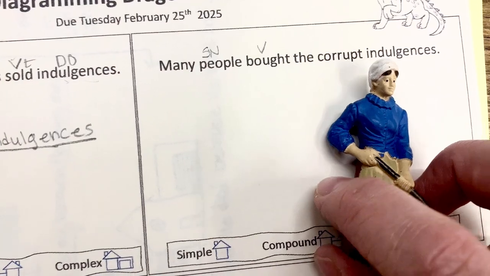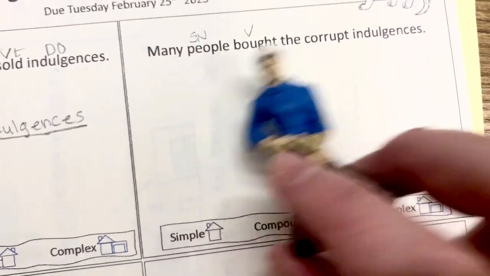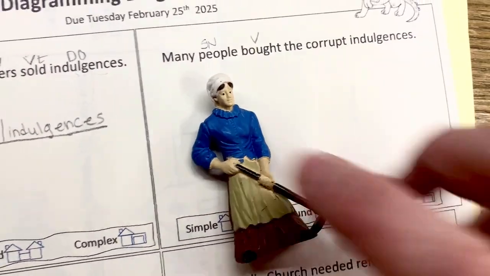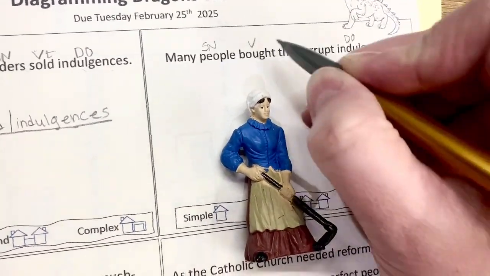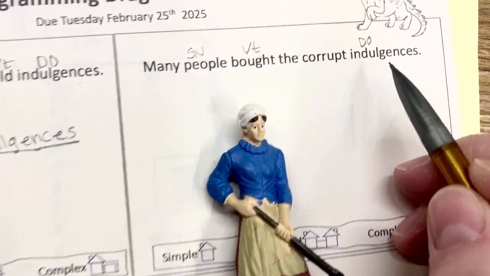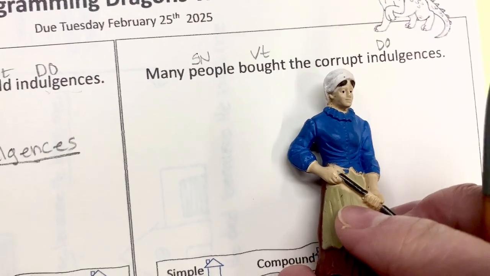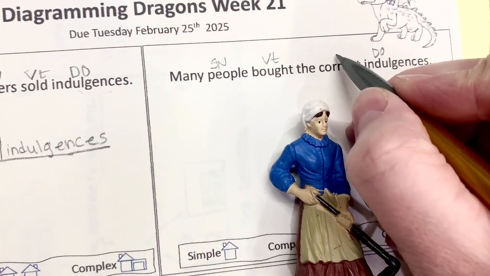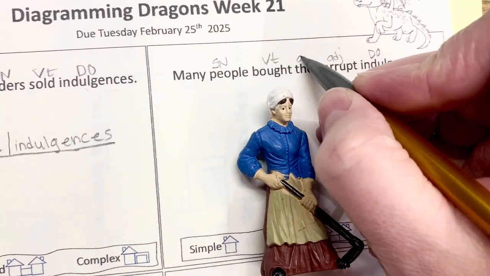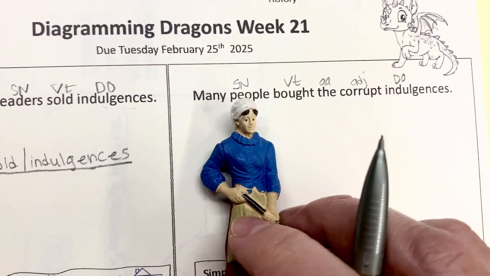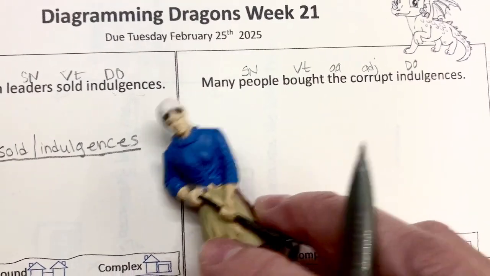Indulgences. Does indulgences replace people? No. Does it describe people? No. D-O, label, verb, transitive. What kind of indulgences? Corrupt. Adjective. What's the article adjective? How many people? Many.